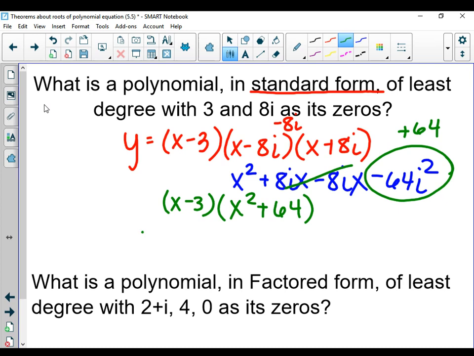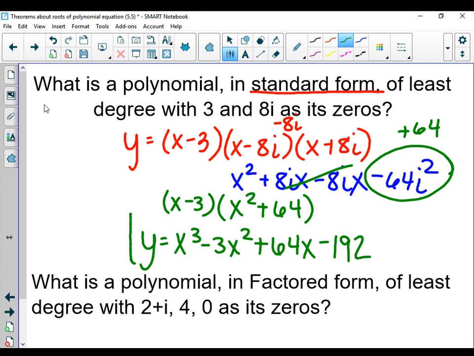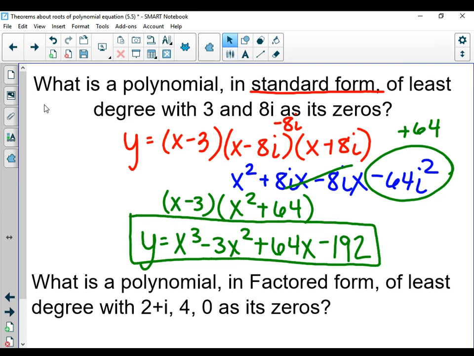So you should have ended up with y equals, right? We're in the habit of writing y equals x cubed minus 3x squared plus 64x minus 192. So, huge difference between standard form and factored form, okay? If they tell you you can leave it in factored form, thank you, okay?